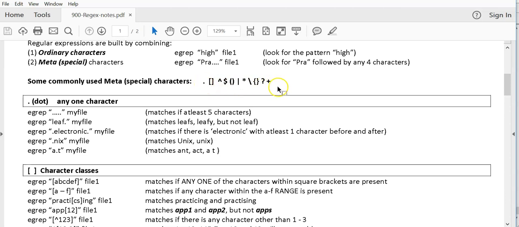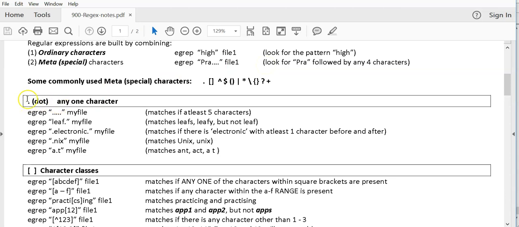So some of the common ones we're going to look at is a dot, square bracket, caret sign, dollar sign, round brackets, forward slash, the backslash, the pipe, asterisk, curly brackets, question mark, and the plus sign. So all of these have a special meaning, and let's look at examples to try and understand that.